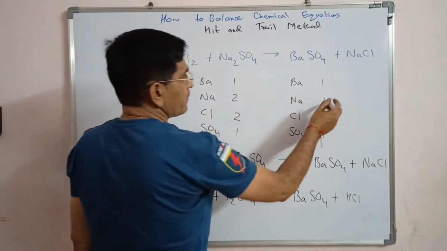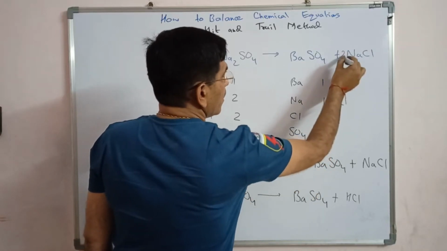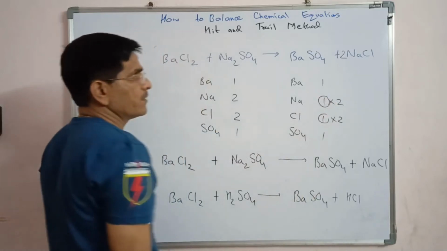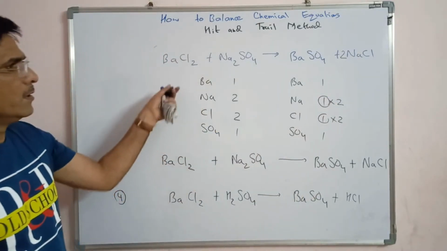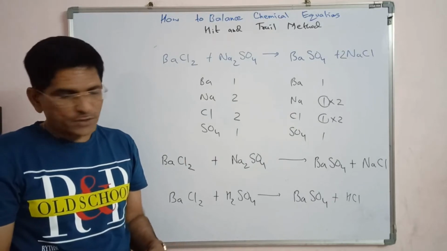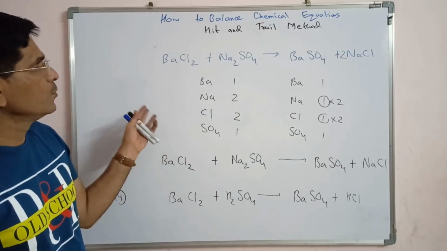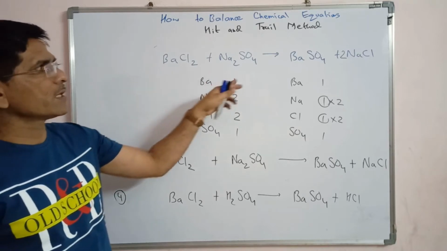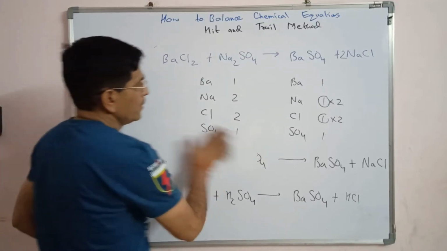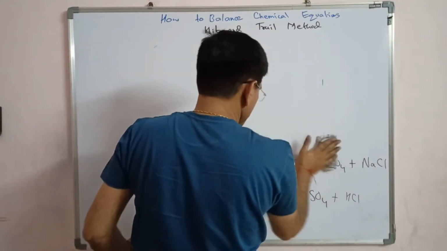So if I multiply with 2, sodium chloride is converted to 2. All are balanced now. So mostly such types of examples are asked on how to balance. Again, barium chloride with sodium sulfate gives barium sulfate plus sodium chloride. Now, all are last exercise questions.